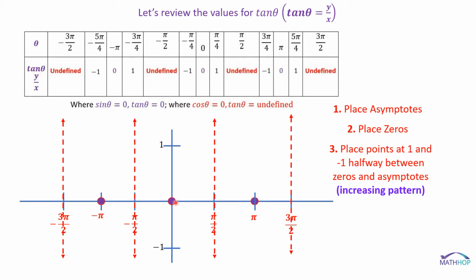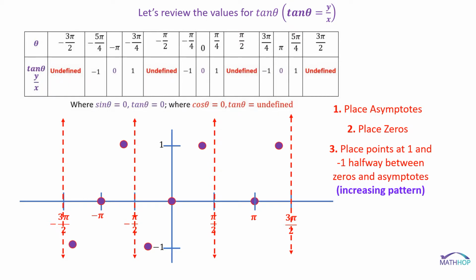But it's really halfway between the 0 and the asymptote. So halfway between the 0 and the asymptote, I place a 1. And then halfway between the 0 and the asymptote going to the left, I place my -1. I do that with each cycle of tangent. So here, I might not know what the value is. I mean, we do. It's negative pi over 4. But you go halfway between the 0 and the asymptote, you place your 1. The other side, halfway between the 0 and the asymptote, place your -1.